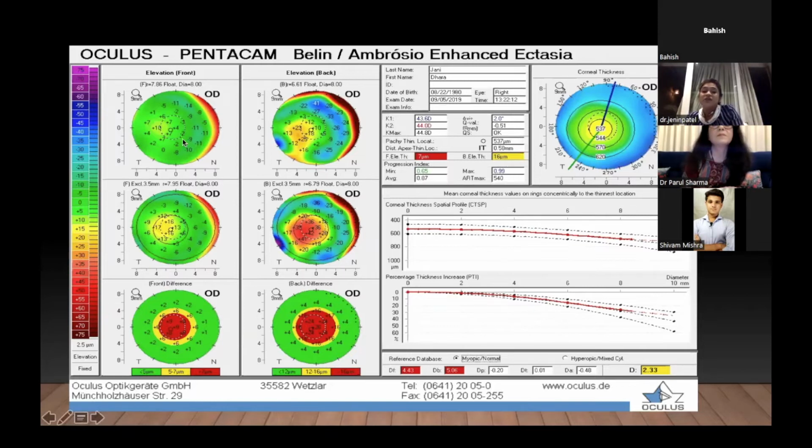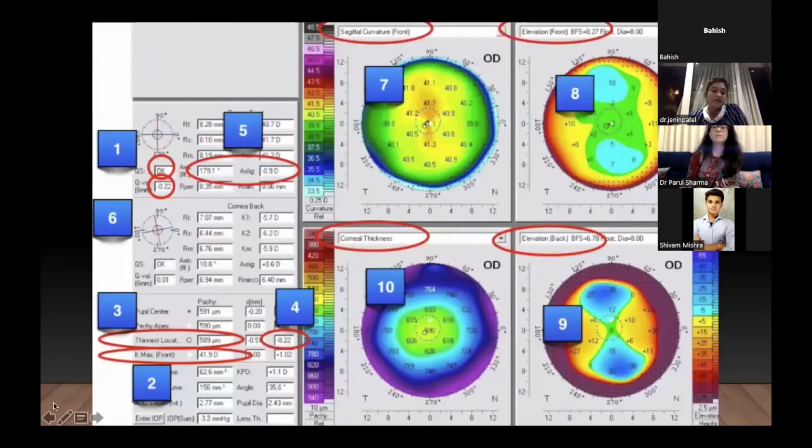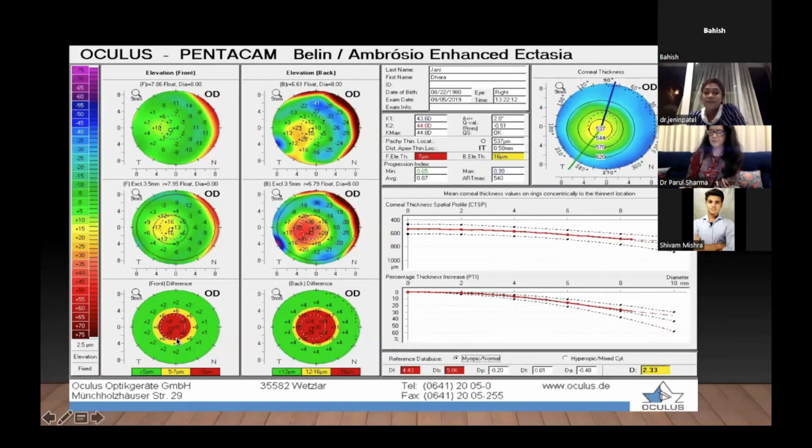Now the front elevation, when you're changing it to the enhanced best fit sphere, you see your 7 has now become 16. So when the central 3 millimeter zone is removed, your front surface is also showing us some changes. Right? And then when you do a front surface, that is your best fit sphere minus your enhanced best fit sphere, you definitely get elevated data that is seen in the lower map.